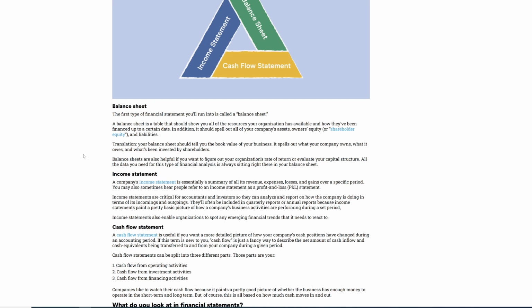They'll often be included in quarterly reports or annual reports because income statements paint a pretty basic picture of how a company's business activities are performing during a set period. Income statements also enable organizations to spot any emerging financial trends that they need to react to.